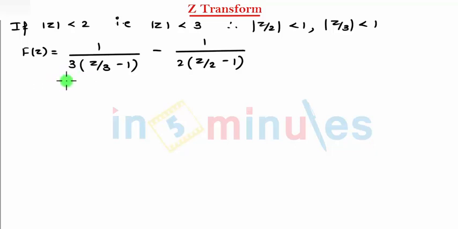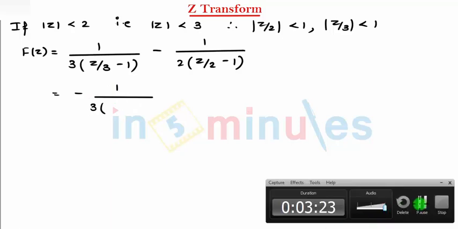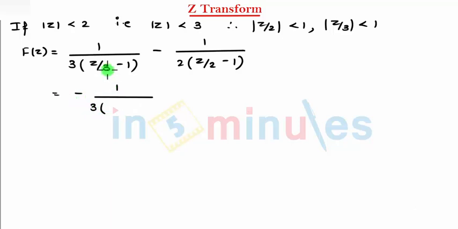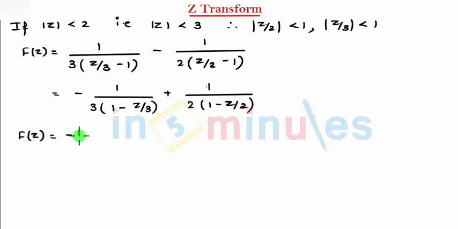So this changes to minus 1 upon 3, 1 minus z by 3, and minus 1 divided by, I can take minus again common, this becomes plus 2, 1 minus z by 2. So f of z comes to minus 1 by 3, 1 minus z by 3 raised to minus 1 plus 1 by 2, 1 minus z by 2 raised to minus 1.